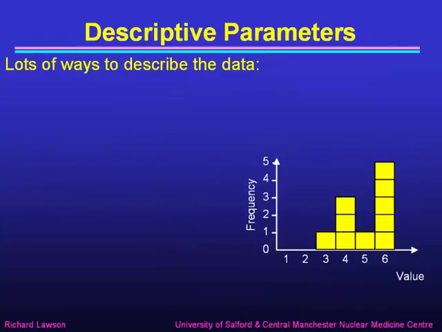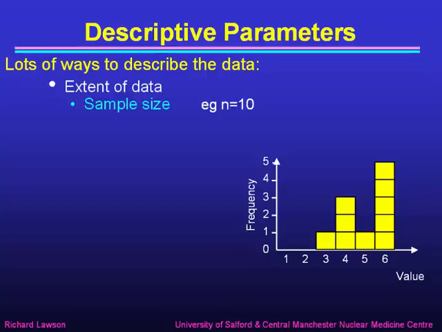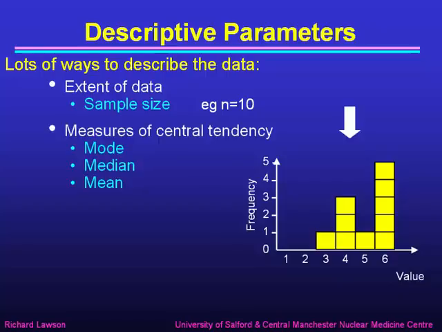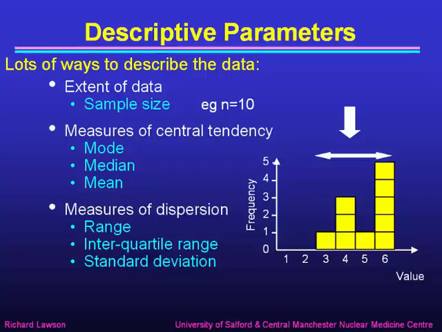We're going to describe this data using descriptive parameters, and there are various we could look at. The extent of the data, in other words the sample size, how many measurements we took, is given by n, the number of measurements. In this case 10 measurements, because we have 10 different days when we counted the number of bone scans. Then there are measures of central tendency, which show where the middle of the distribution tends to be. There are examples of the mode, the median and the mean, which we shall talk about.